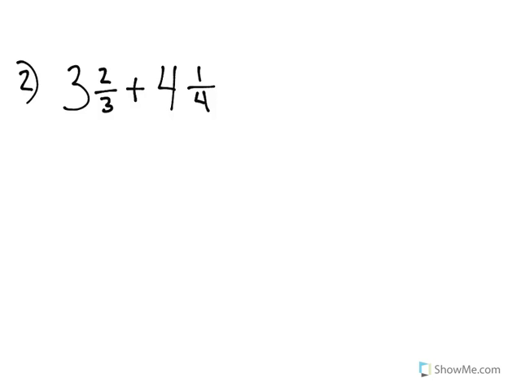All right, so here we have 3 2/3 plus 4 1/4. We could start out by just adding 3 and 4 to get 7. That's this 3 and this 4. And now we have to do the fractions. So we need to find the least common multiple of 3 and 4, which is just 12. To go from 3 to 12, we have to multiply by 4.